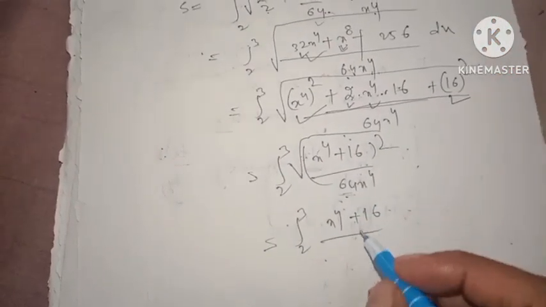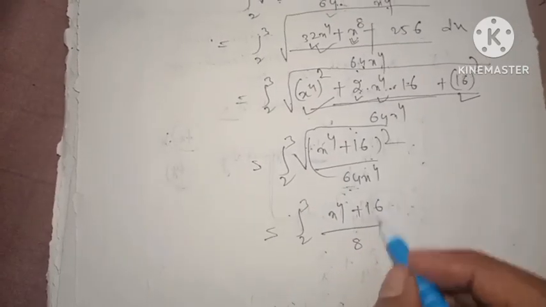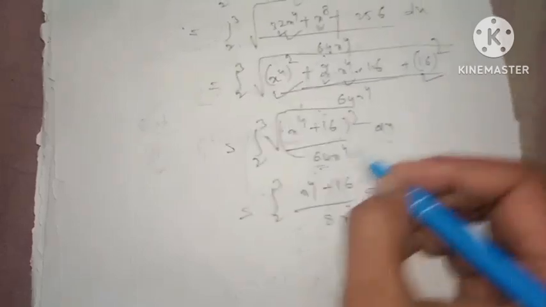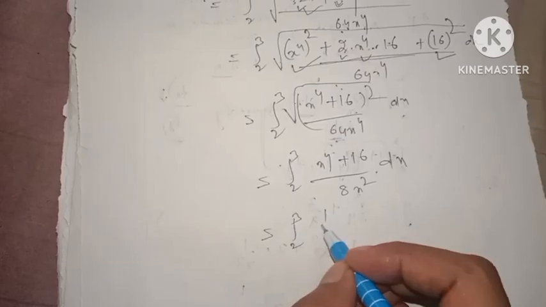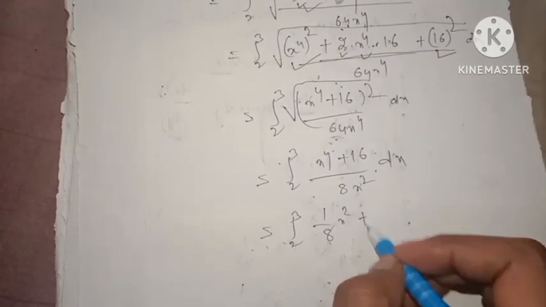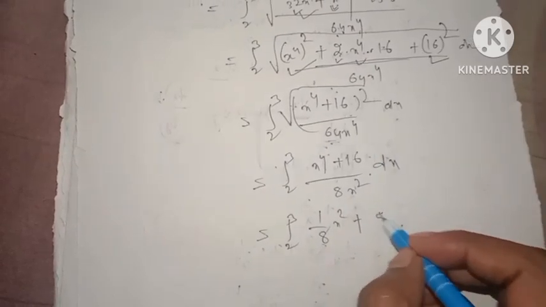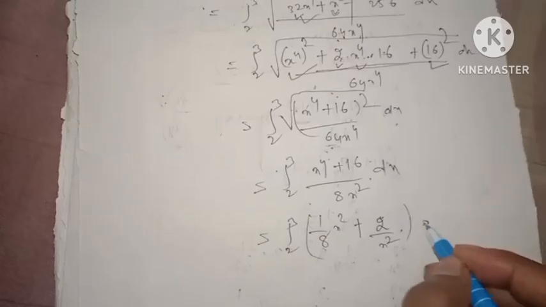So 64 root over will be 8. So x square root over x square into the x dx. This is the dx. So integration 2 to 3. So it will be separate. So 1 by 8 x square, and x square will be x square plus 8, 16, denominator becomes 2 over x square with respect to dx.